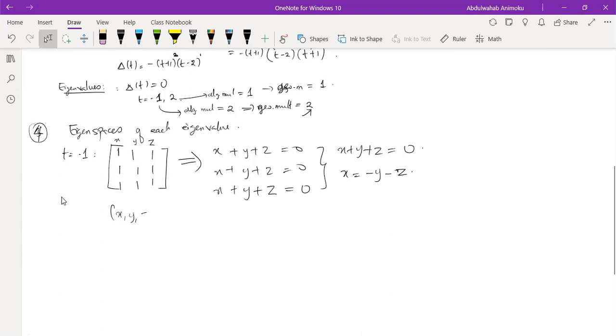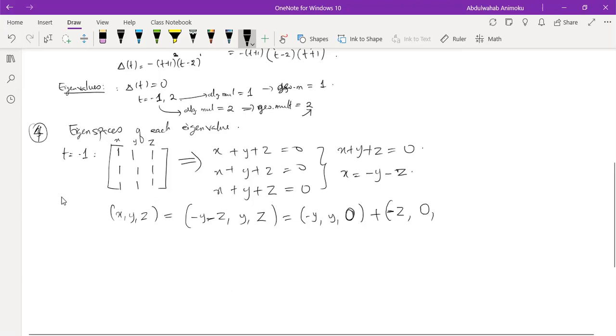So now let's look at the solution set. This solution set means x is minus y minus z, y is a free variable, z is a free variable. And when we write this, we try to separate this into a vector that contains only y and a vector that contains only z. So what this means is we can separate this into minus y, the last component is 0 because there's no y in the last component, plus the vector that contains only z. The first component is minus z, the second component would be 0 because there's no z in the second component, and the last component is z.